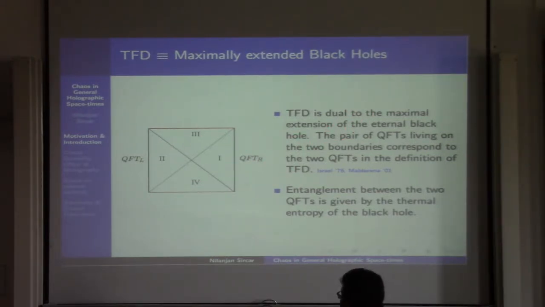is dual to the maximal extension of eternal black holes, and the pair of QFTs living on the two boundaries, given by left and right, these are the two copies of QFT I was talking about in the thermofield double. And the entanglement entropy between the two QFTs is just given by the, now when you trace over this part of the geometry, you will just end up with the black hole, and you will of course expect that entanglement entropy is given just by the thermal entropy of the black hole.